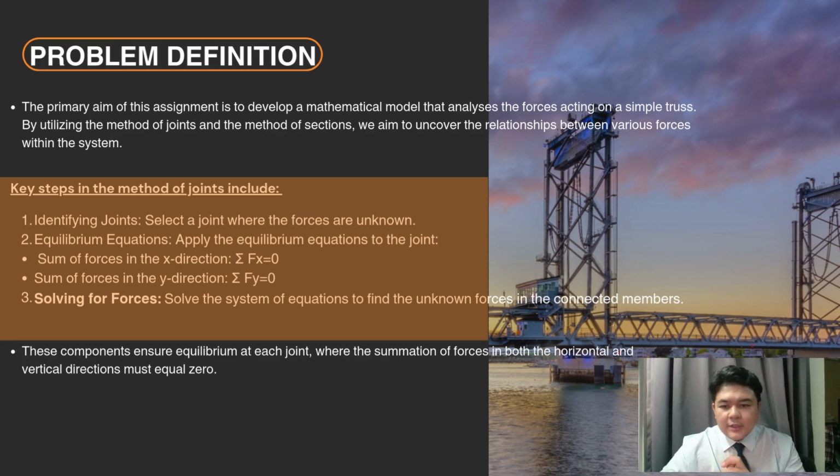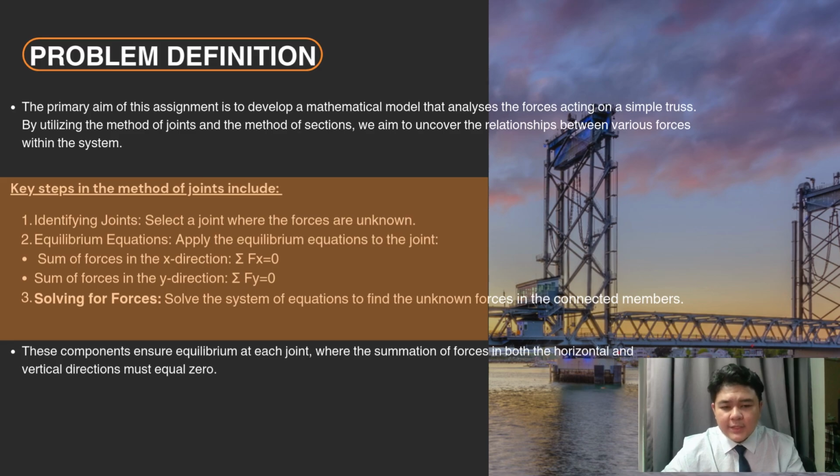The challenge lies in accurately determining the forces within each truss member to ensure the structure can withstand applied loads safely. Each member may experience tension or compression, and improper analysis can compromise the stability. Our project addresses this by developing a mathematical model using the method of joints and the method of sections. This approach reveals how forces interact within the system and ensures equilibrium, contributing to safer and more efficient engineering design.